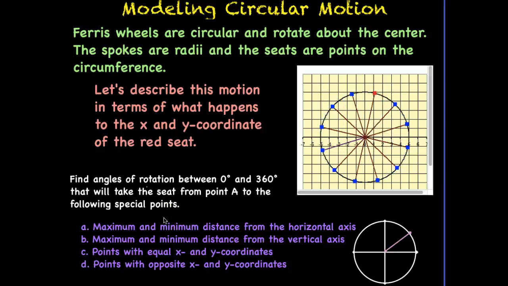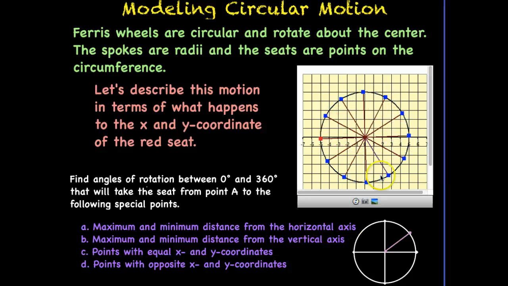We want to find angles of rotation between 0 and 360 degrees, once around, that will take the red seat from point A to the following special points. So point A, I'll mark it on this lower circle down here, is right here. This is our point A.